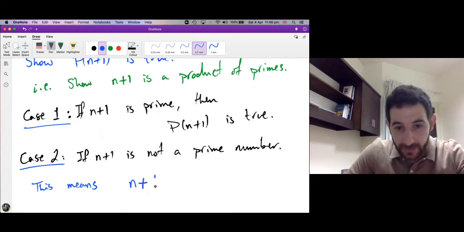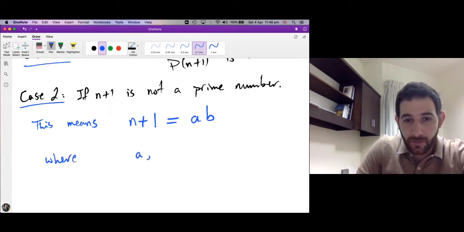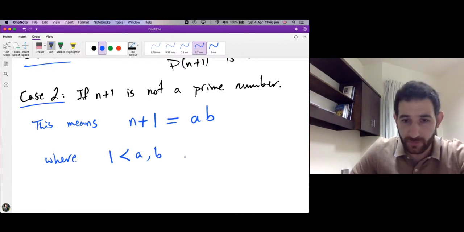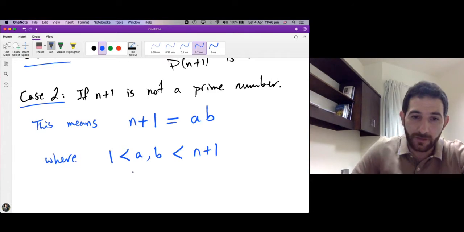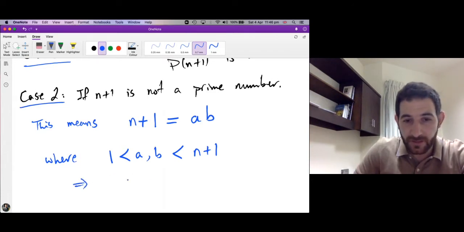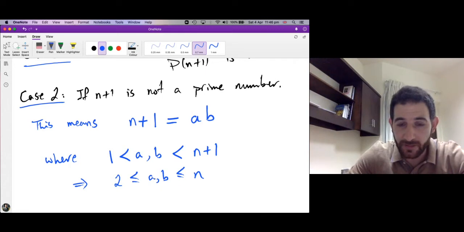So this means that n plus 1 can be written as the product of two integers, a times b, where both a, b are not 1, they are strictly bigger than 1, and not n plus 1, and strictly less than n plus 1. Okay, and this means that a, b is bigger than or equal to 2 and less than or equal to n. Okay, so look, what do you know about a and b?